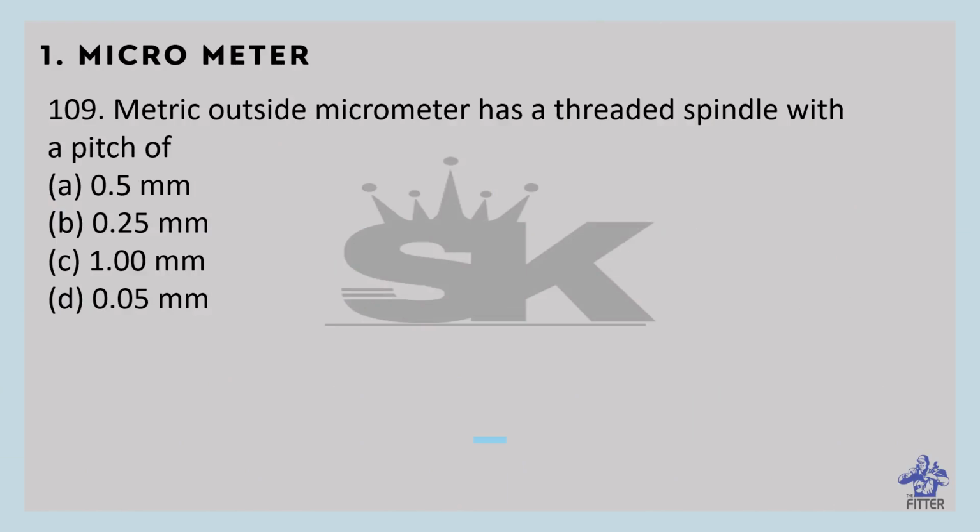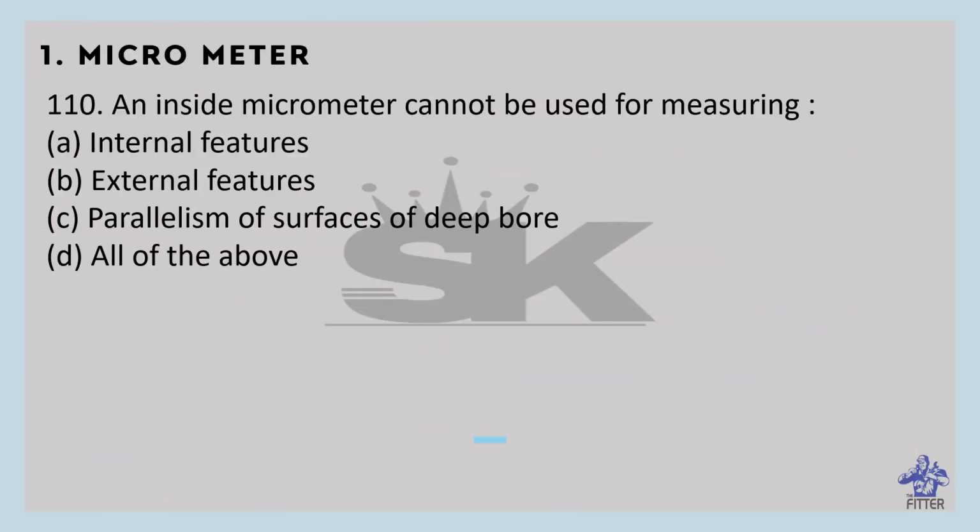Metric outside micrometer has a threaded spindle with a pitch of, we know that that is 0.5 mm. Option A. An inside micrometer cannot be used for measuring external features. Inside micrometer is used for internal features, not for external features. Option B. So an inside micrometer is used to measure the large internal dimension, and it can measure internal diameter of holes.